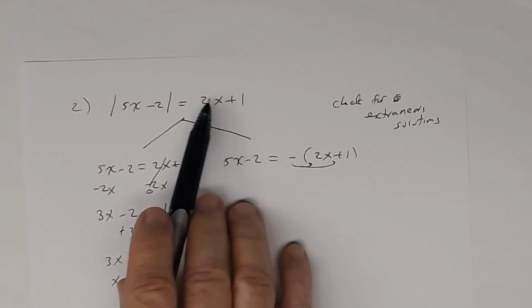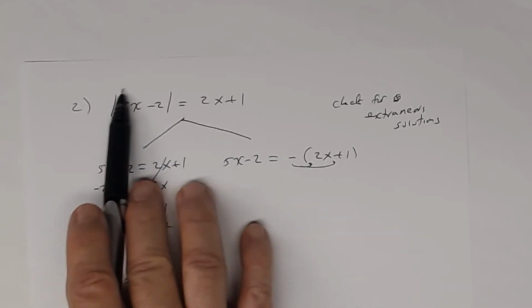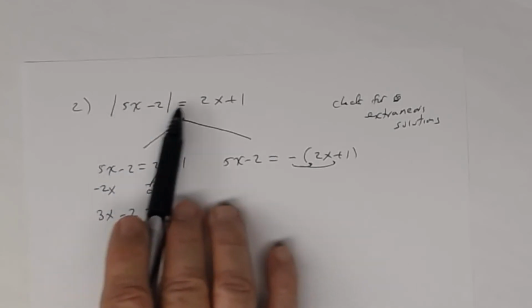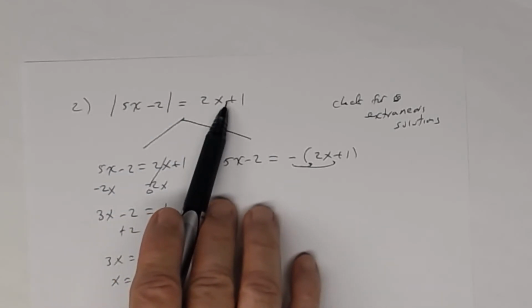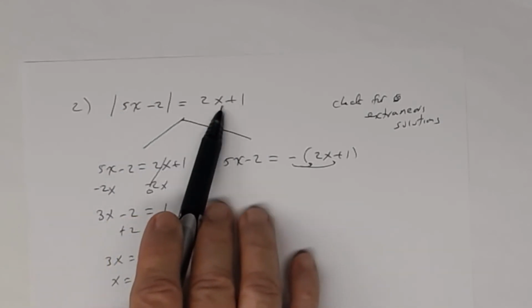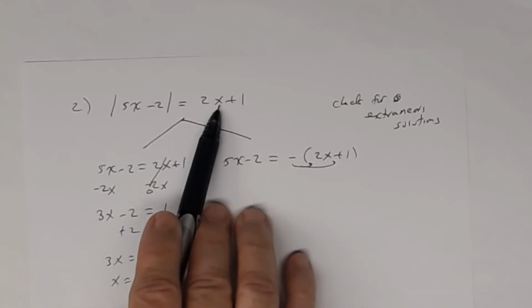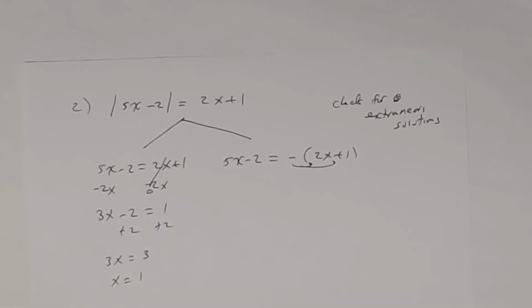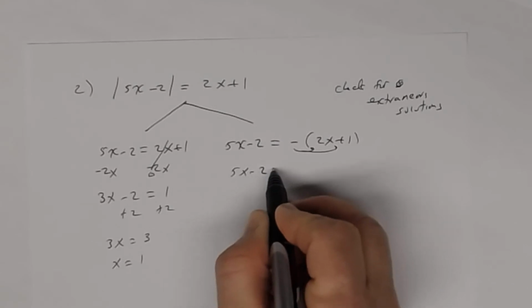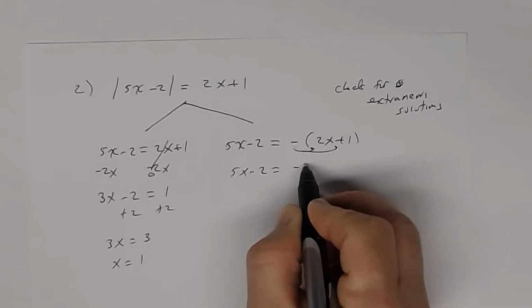And you must check because on this side, I'm taking the absolute value of this expression, so we know that this is going to be positive or 0. But this side could be positive, 0, or negative. So this side will never be negative, so I have to make sure that this side's not negative either. Okay? All right, let's go ahead and solve this linear equation. So I get 5x minus 2 equal, and the opposite of 2x is a negative 2x.